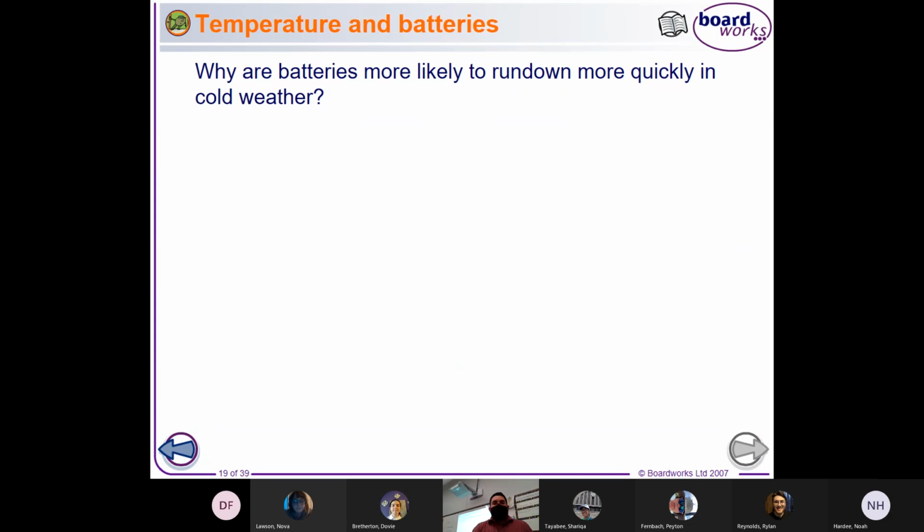Okay. So here's a question. Why are batteries more likely to run down more quickly in cold weather? You guys probably have experienced that, car batteries especially. Car batteries like to die quicker in cold weather. They do. So why is that the case?